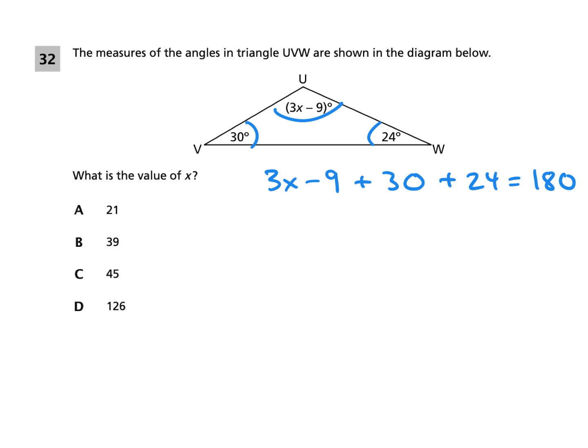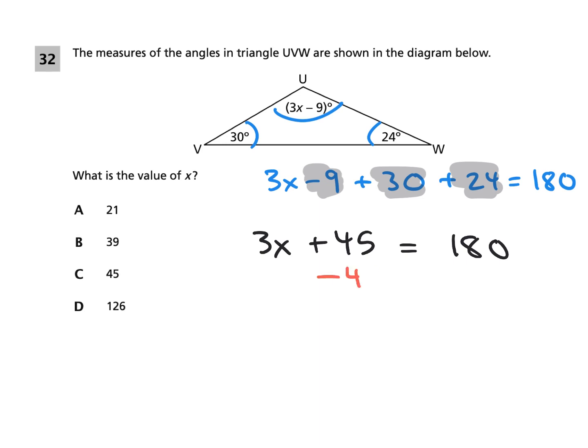So what I'm going to do is combine like terms, right? Negative 9 plus 30 is 21. 21 plus 24 is going to be 45, and it's positive, okay? So now we have this. And now what do I want to do? I have 3x plus 45. I want to do the opposite of adding 45, which is subtracting 45. Whatever I do to one side, I have to do to the other to keep the equation balanced.